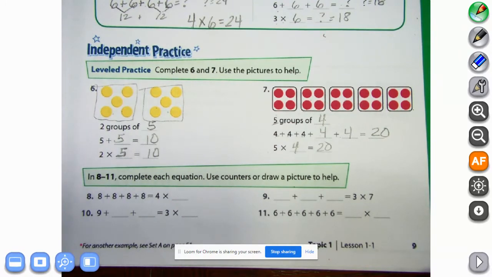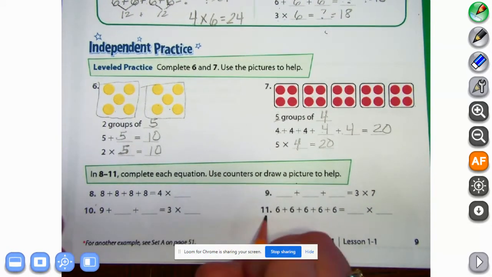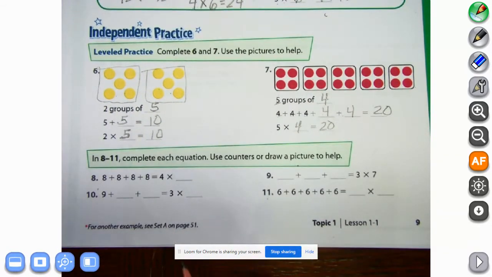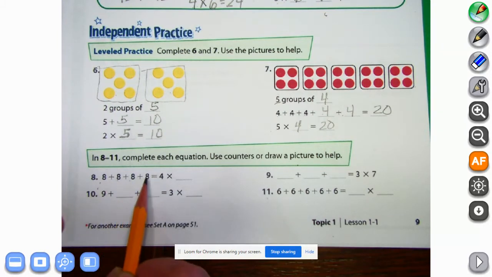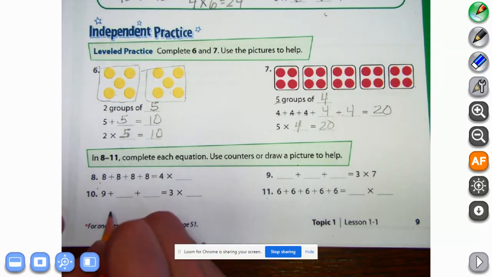All right. Let's go to numbers 8 through 11. In numbers 8 through 11, complete each equation. Use counters or draw a picture to help. So if you have counters, like even beans, you can use beans to count with, marbles, stones, or draw a picture. So I'm going to go ahead and draw a picture since that way you can see it easier on the screen.